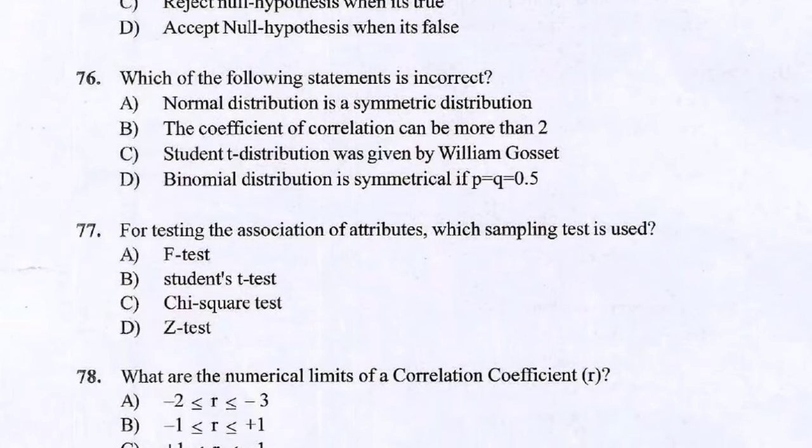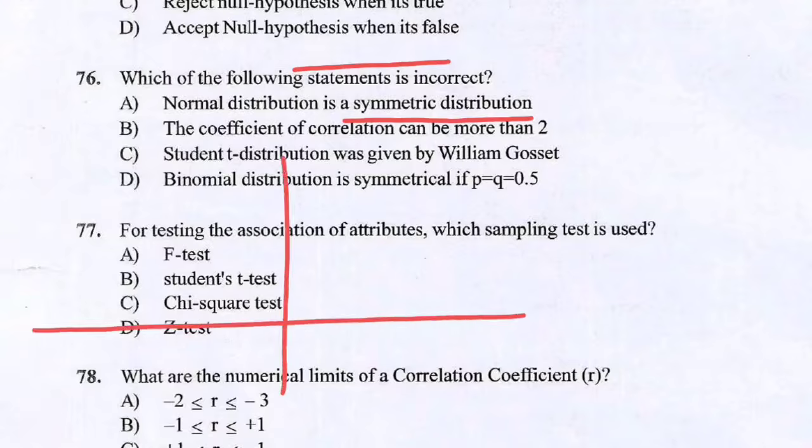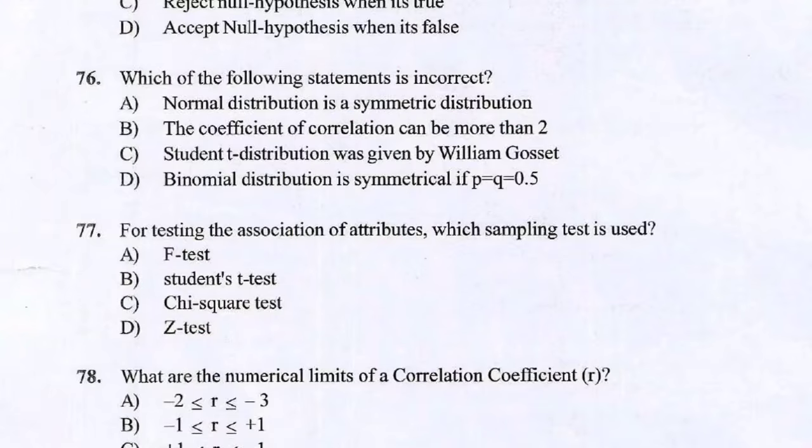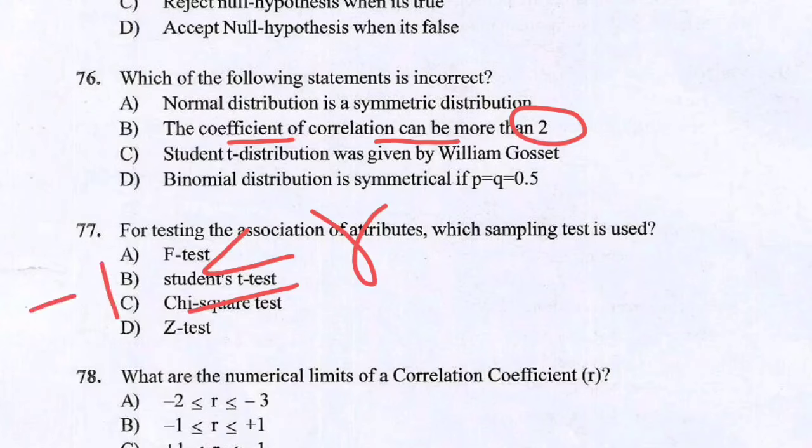Next question is, which of the following statements is incorrect? First is, normal distribution is a symmetric distribution. Yes, normal distribution is symmetric distribution. The coefficient of correlation can be more than 2. No, this is incorrect. Coefficient of correlation lies between -1 and +1. So it is not more than 2.